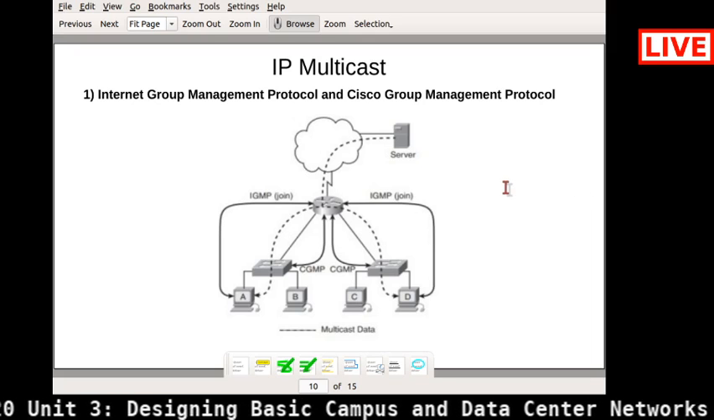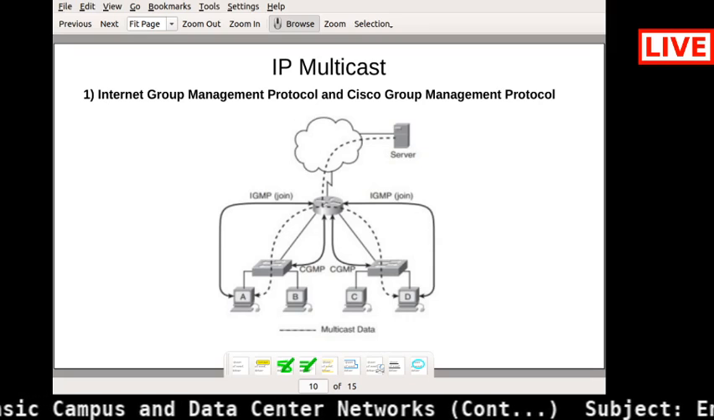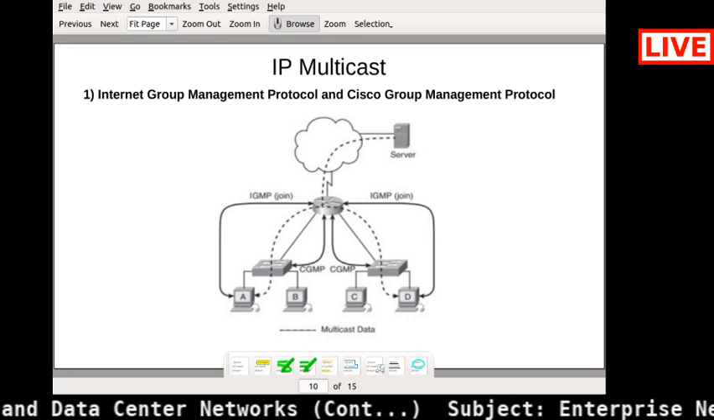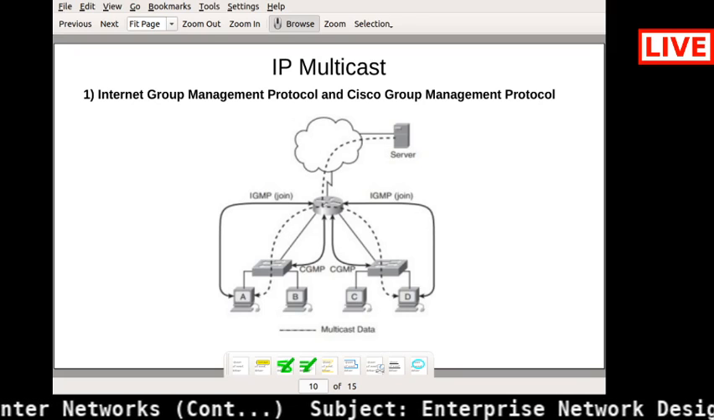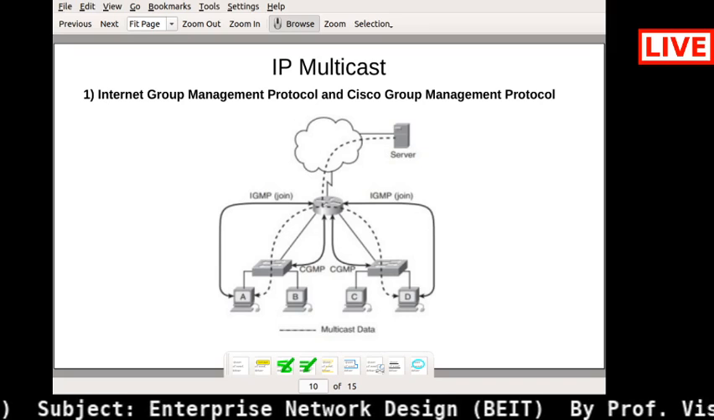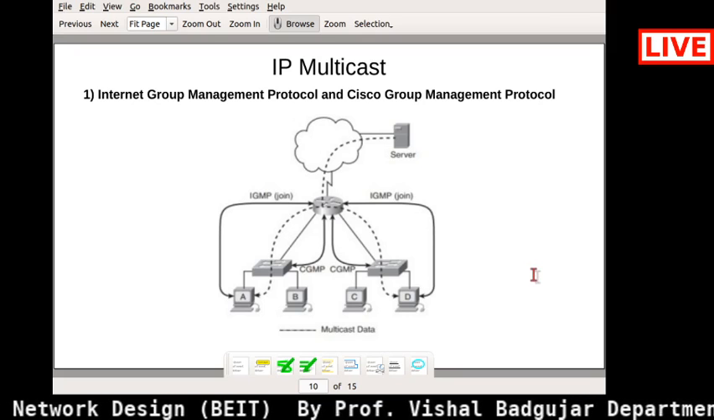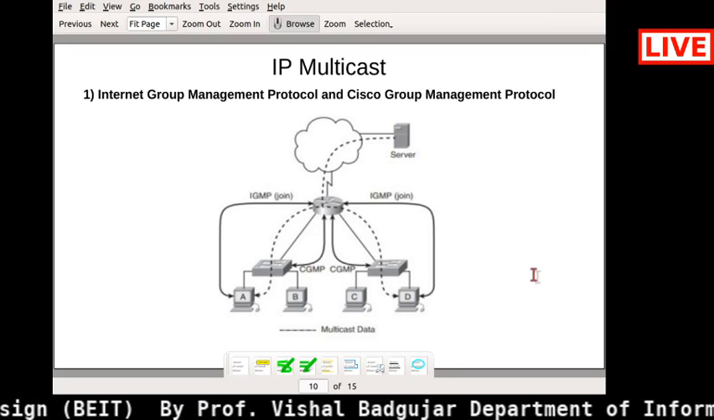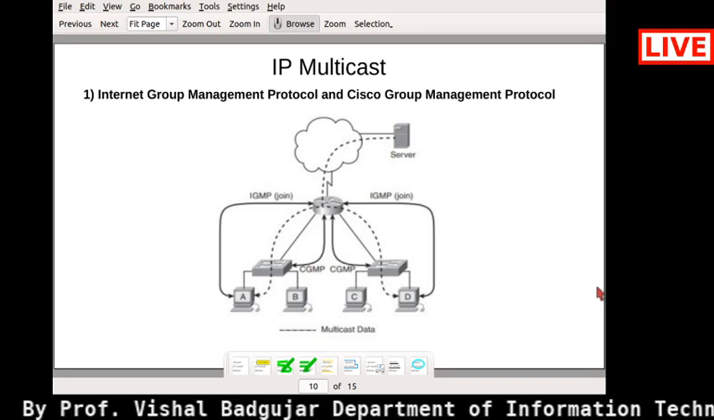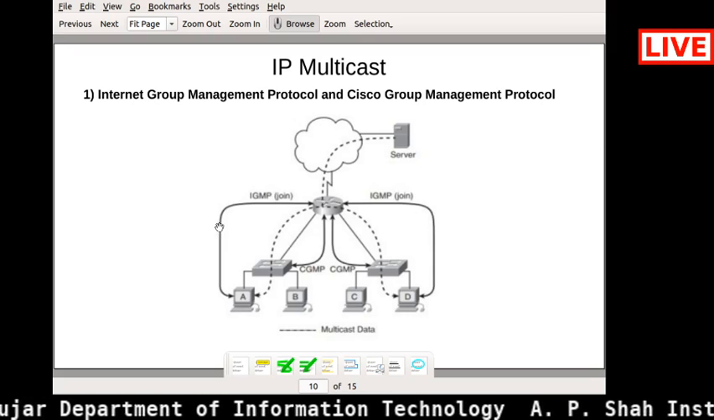So this IP multicast technology, which we are using, can be used to send data to a group of people, or a group of destinations, in the most efficient way. In that we can use protocols. The first protocol we can use is IGMP, and the second one is the CGMP protocol.